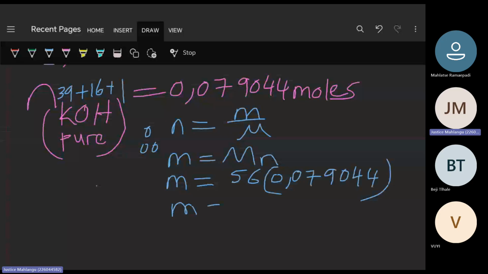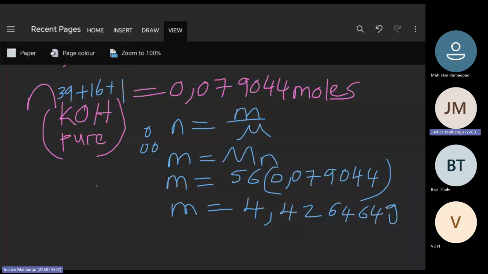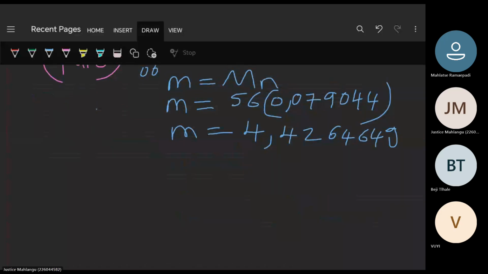I think it's 4.42, right? 4.4464 grams. Perfect. This is the mass of the pure, guys. The pure mass. Therefore, what do we get now? Would it be incorrect if I rounded the answer off to 0.08? Because my answer here is 4.48 grams.